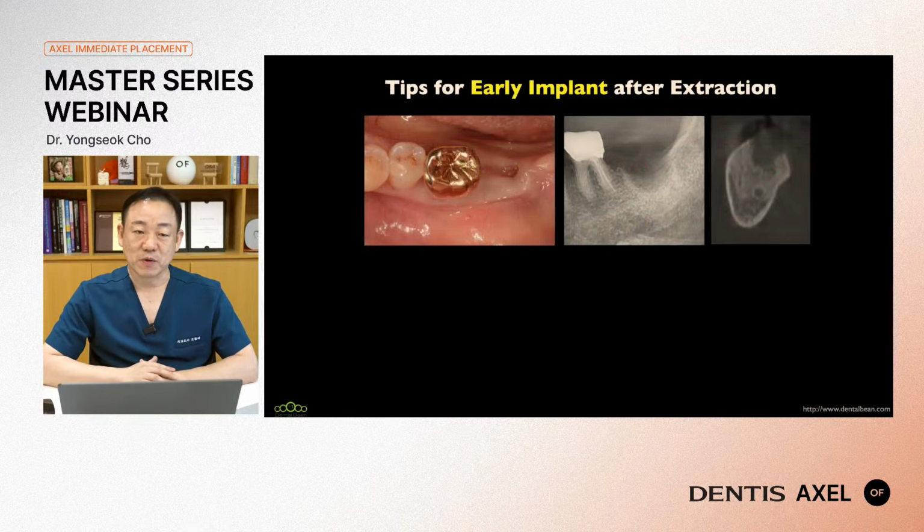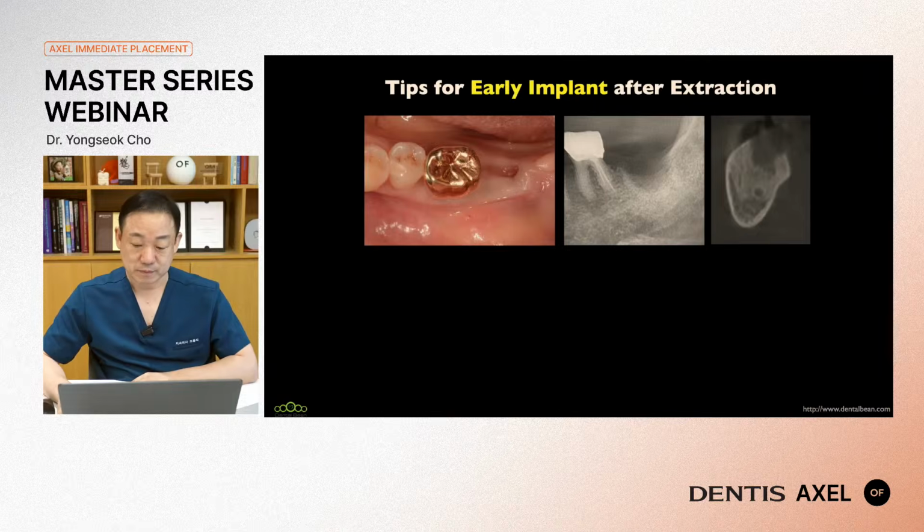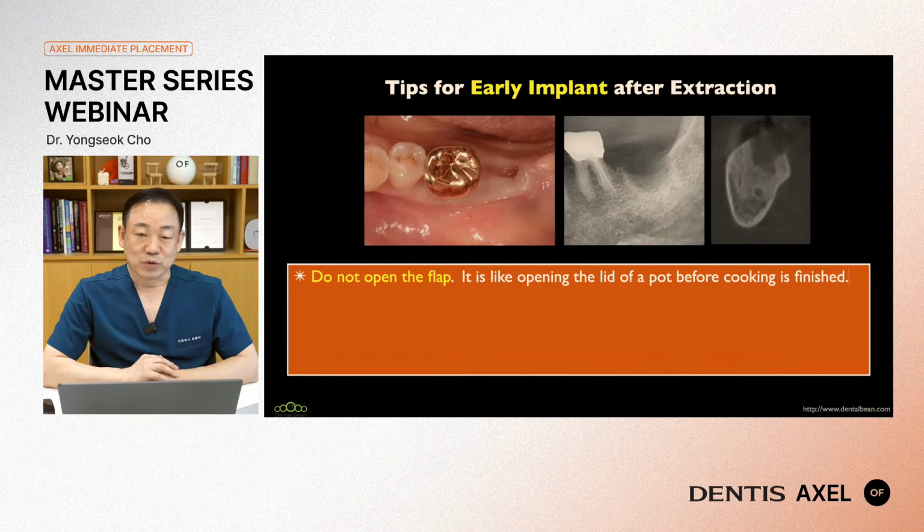Here are tips for early implant placement after extraction. Do not open the flap. It is like opening the lid of a pot before cooking is finished. In my previous and many current cases, I see early implant combined with extensive GBR, because we open the flap too early.